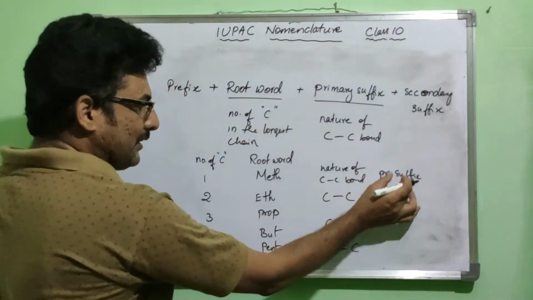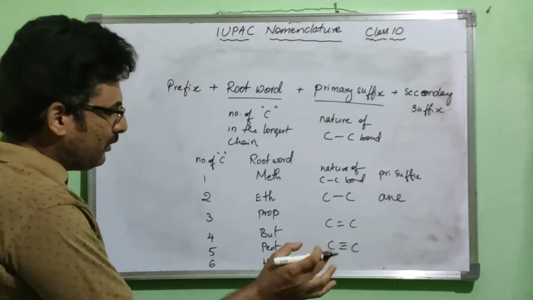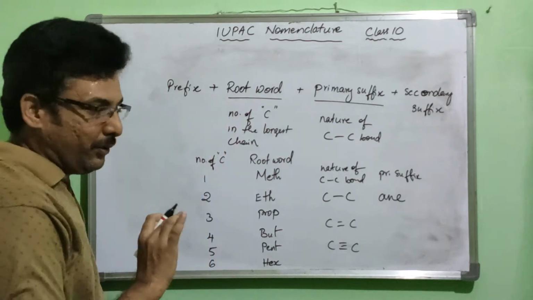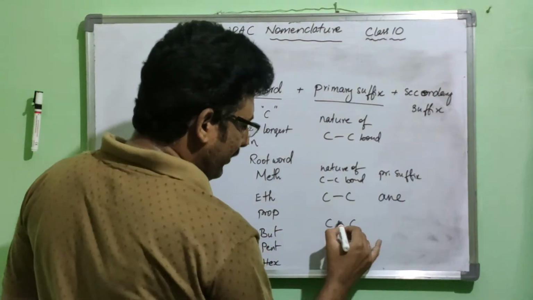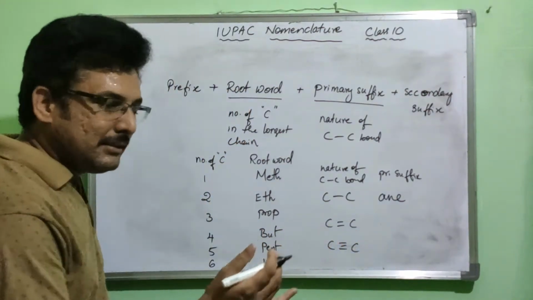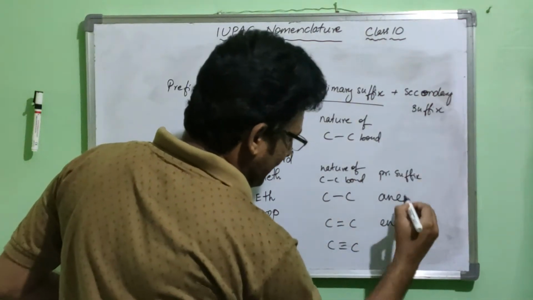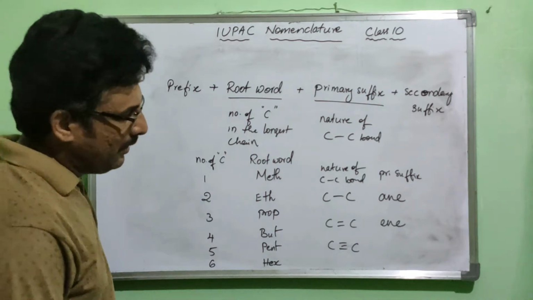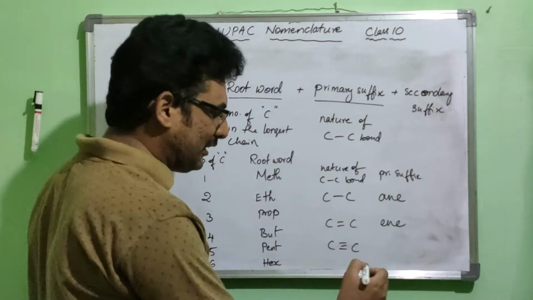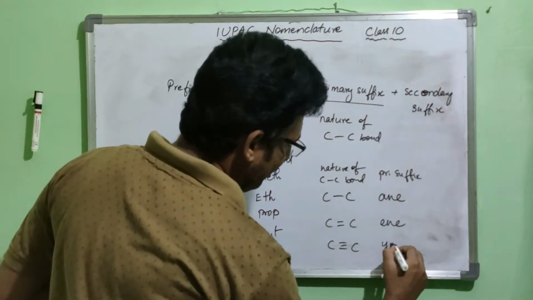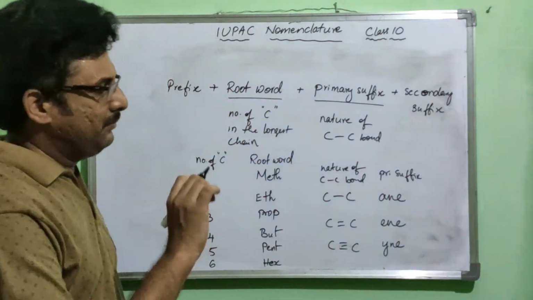This primary suffix always follows the root word. If at least 1 double bond is there between carbon and carbon, then the primary suffix will be "ene," and if at least 1 triple bond is there, then the primary suffix will be "yne."